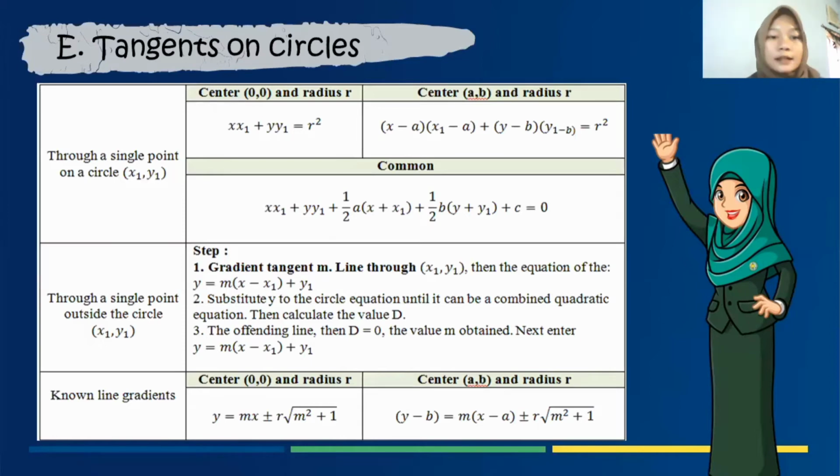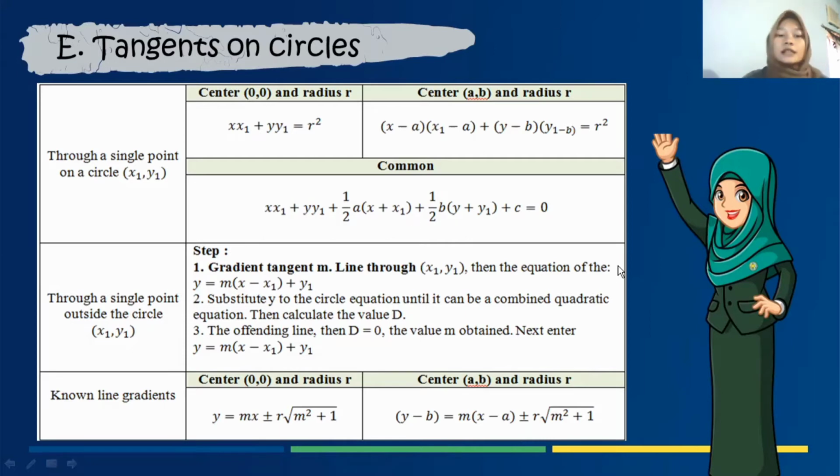Through a single point on a circle x1, y1, for the center of 0, 0 and radius r, x x1 plus y y1 equals r squared. For the center of a, b and radius r, x minus a times x1 minus a plus y minus b times y1 minus b equals r squared. For the general equation, there are x x1 plus y y1 plus 1 over 2 a times the bracket of x plus x1 plus 1 over 2 b times the bracket of y plus y1 plus c equals 0.